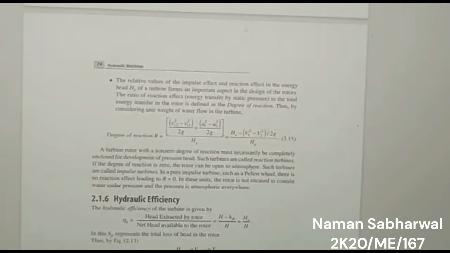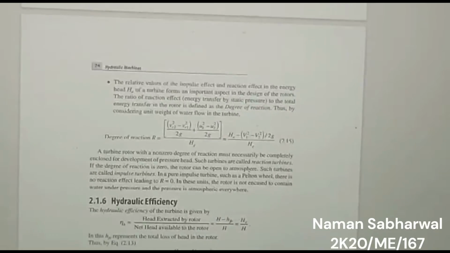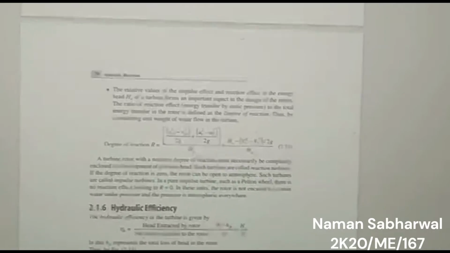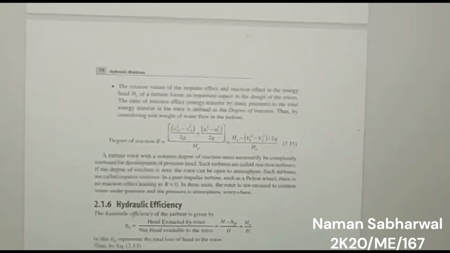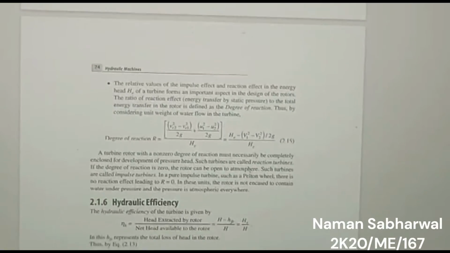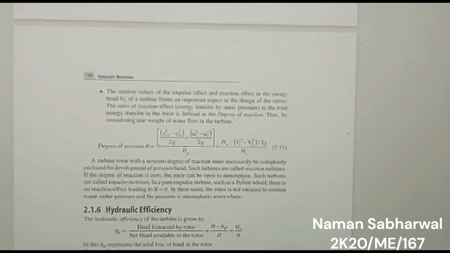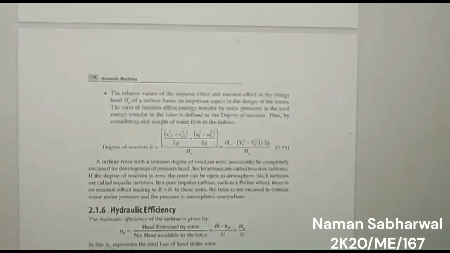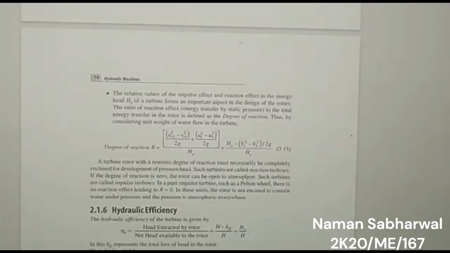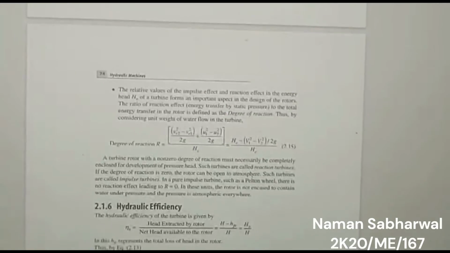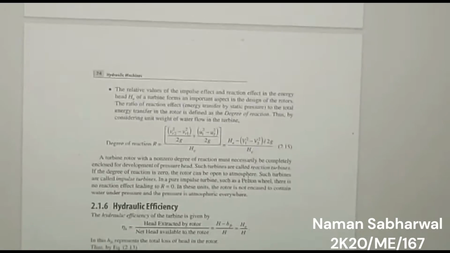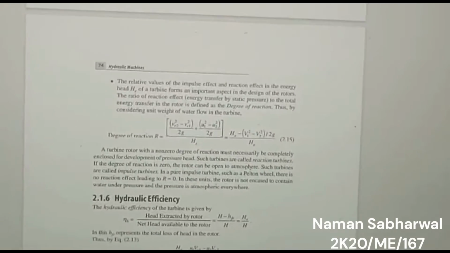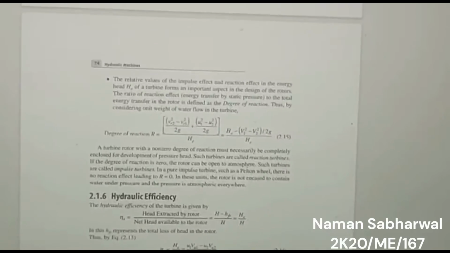So the relative values of impulse effect and reaction effect in the energy head HE of a turbine form an important aspect in the design of the rotors. The ratio of reaction effect to the total energy transfer in the rotor is defined as the degree of reaction. That's what it's simply trying to say. So degree of reaction, after all the calculations, is shown as (VR2 square minus VR1 square) divided by 2g plus (U1 square minus U2 square) divided by 2g, divided by HE, which is equal to (HE minus (V1 square minus V2 square) divided by 2g) divided by HE.